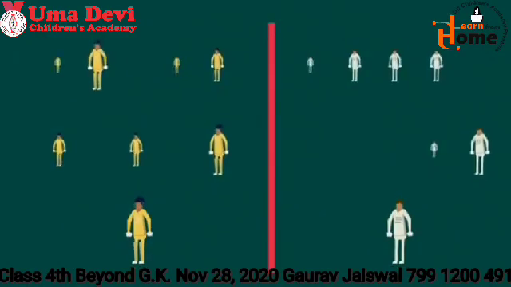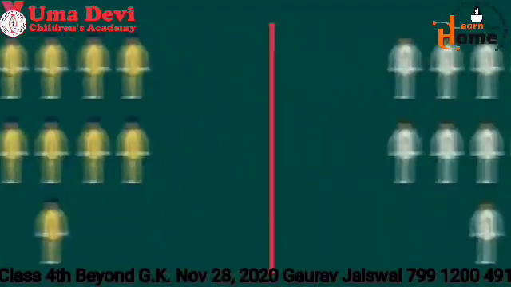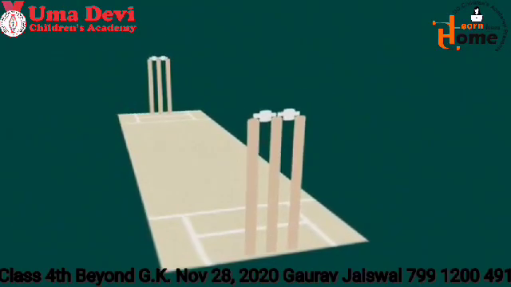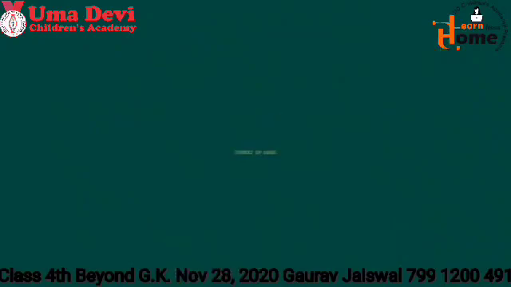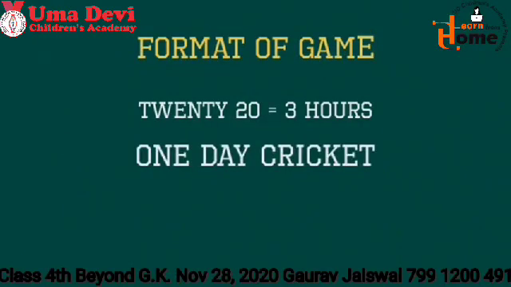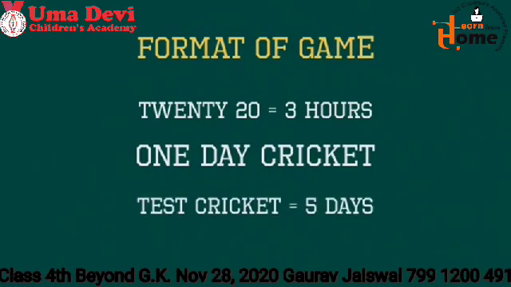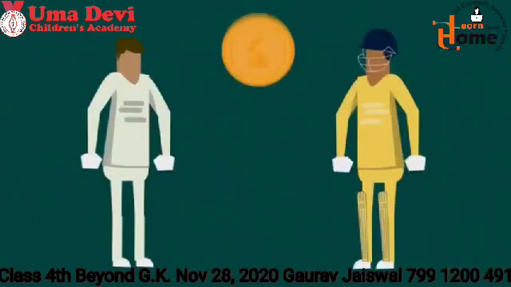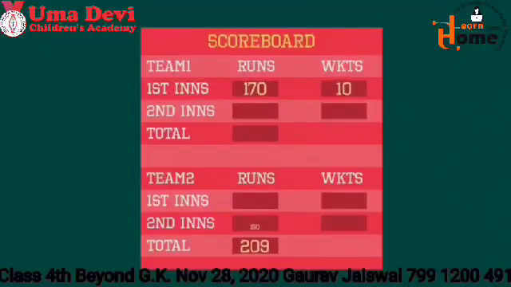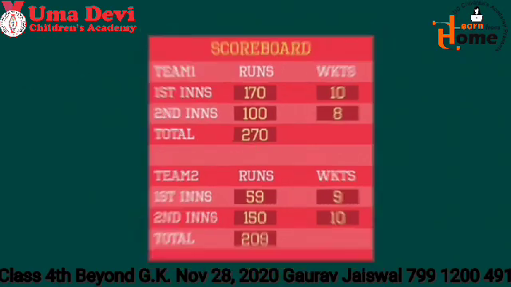Two teams play the game. Each team has 11 players. To play, you will need a bat, a ball and 3 wooden poles called stumps or wickets. Depending on the format, a game of cricket can last hours, a day, or in the case of Test cricket, up to 5 days. The captains of each team flip a coin to decide who will bat first and who will have to field. The aim of the game is to score as many runs as you can while batting. The team with the most runs at the end of the game is the winner.